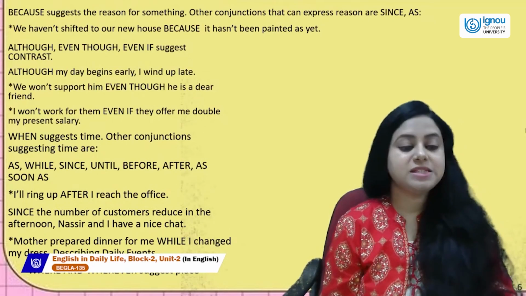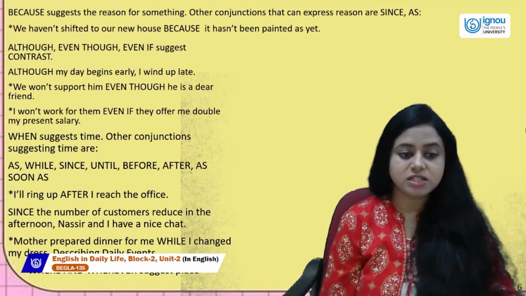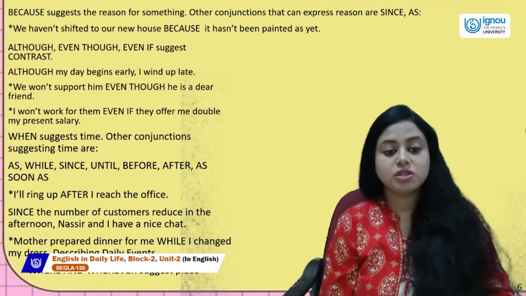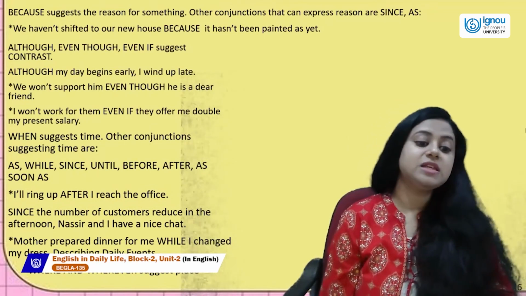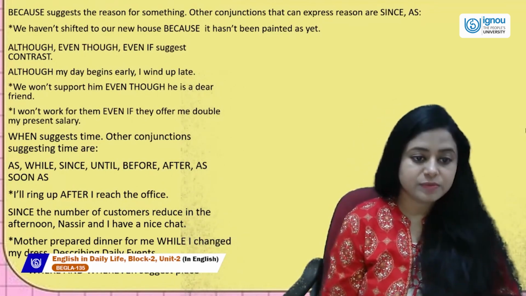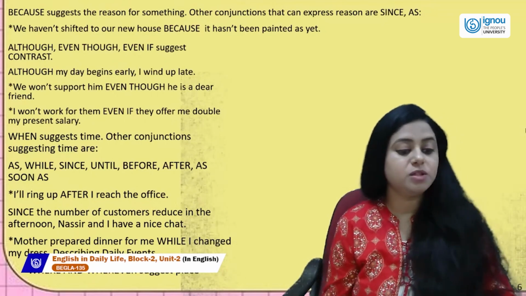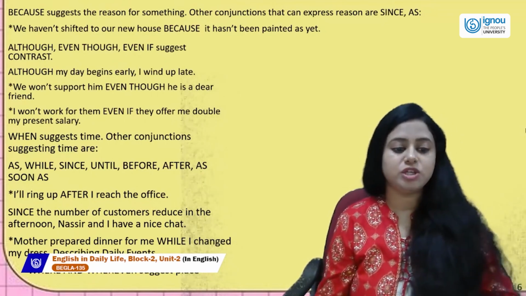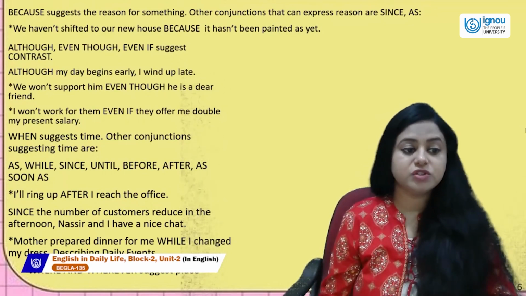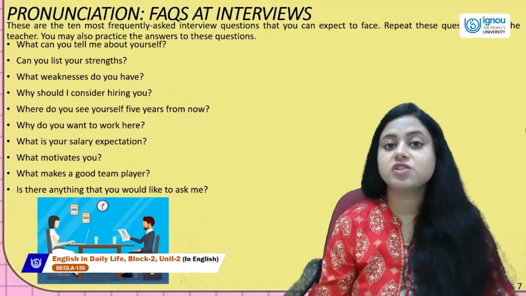So when suggests time. Other conjunctions suggesting time are as, while, since, until, before, after, as soon as. I'll ring up after I reach the office. Okay. Since the number of customers reduces in the afternoon, Nasir and I have a nice chat. Okay. So next, we have: mother prepares dinner for me while I change my dress. Okay. So while, since, until, before, after, as soon as, these are suggesting time. Where and wherever, they suggest place.